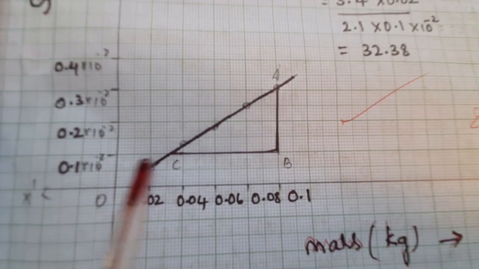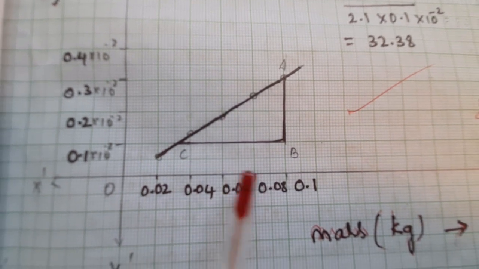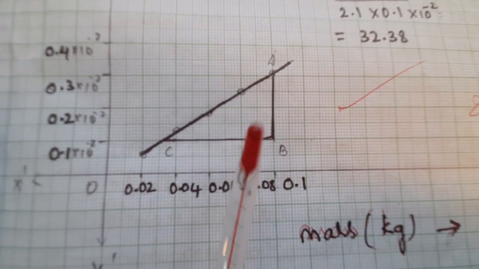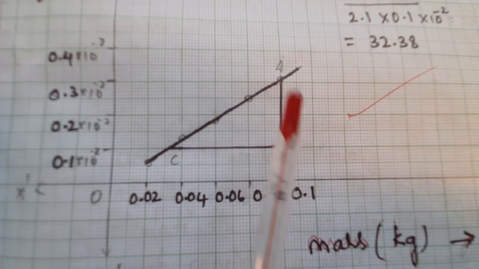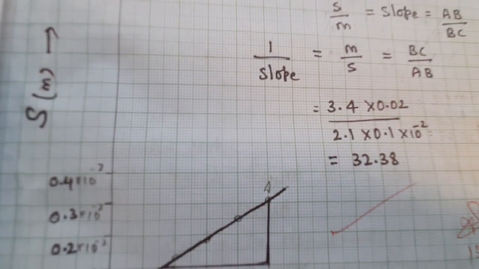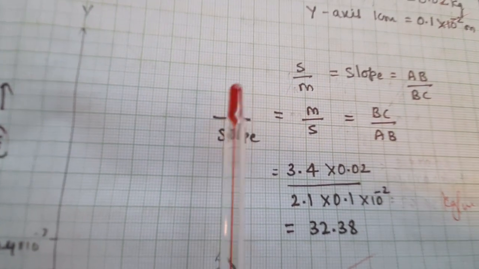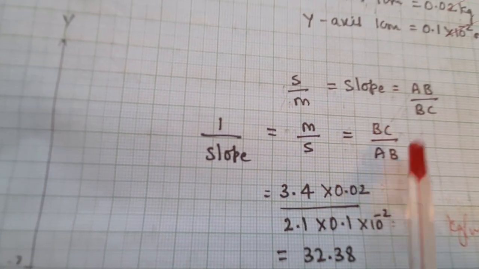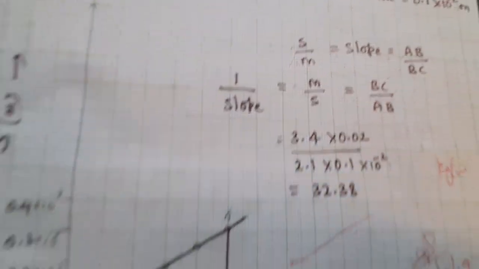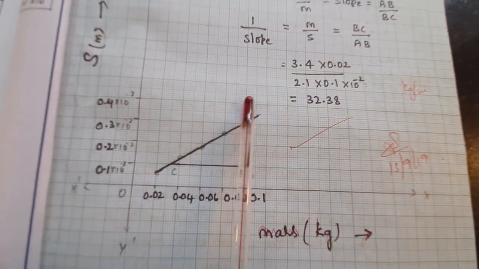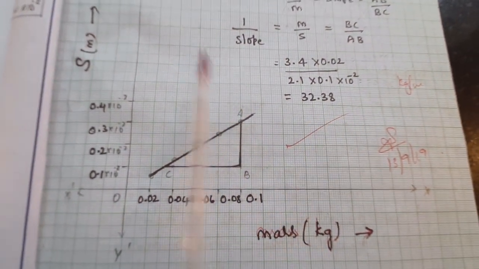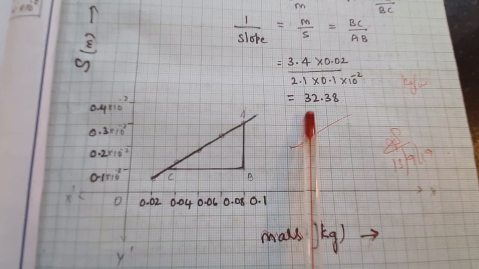Okay, once the triangle is constructed, you know the definition of the slope. Slope is nothing but AB by BC, that is tan theta, that is opposite by adjacent. So here the slope is AB by BC, and 1 by slope is the reciprocal of that, BC by AB. Substitute the value of BC and the value of AB, then the 1 by slope value you have got here is around 32.